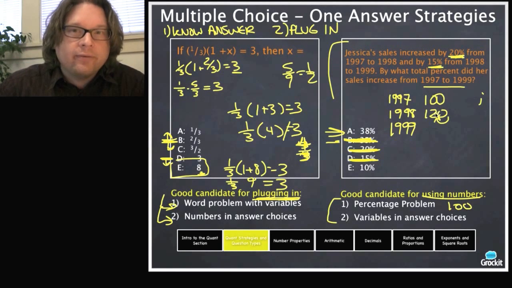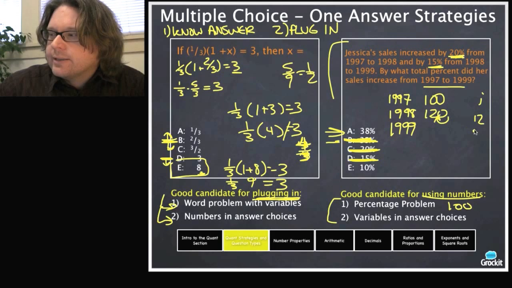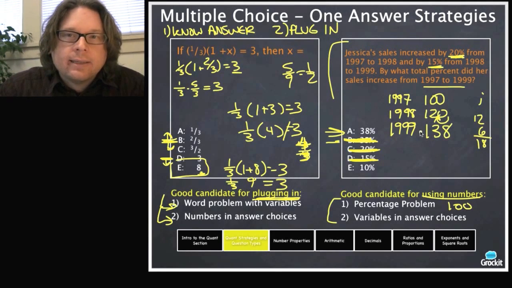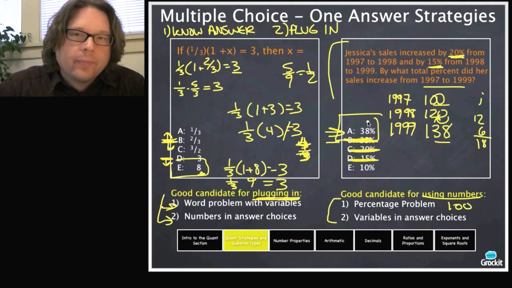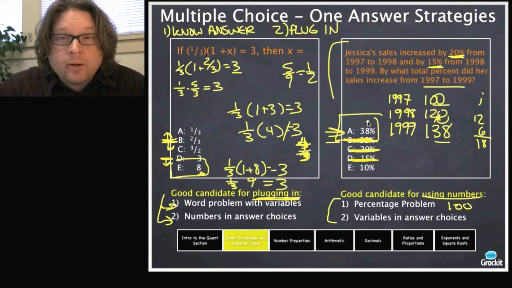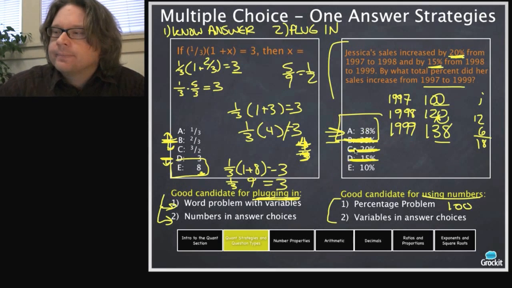So you move the decimal point over 1, 10% of 120 is 12. 15% will be another half of 12. The additional 5% is 6, for a total of 18. We add 18 onto 120, and we're at 138 in 1999. 138 is a 38% increase over 100. Again, the problem could be much more complicated than that, and 100 could still be the right answer because it makes the math that much easier.